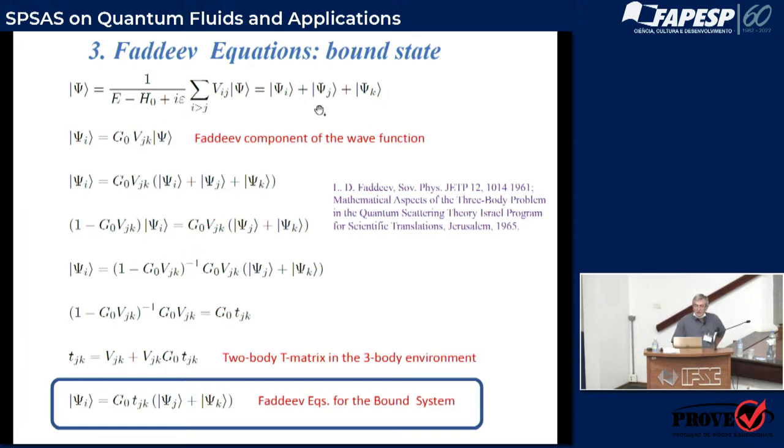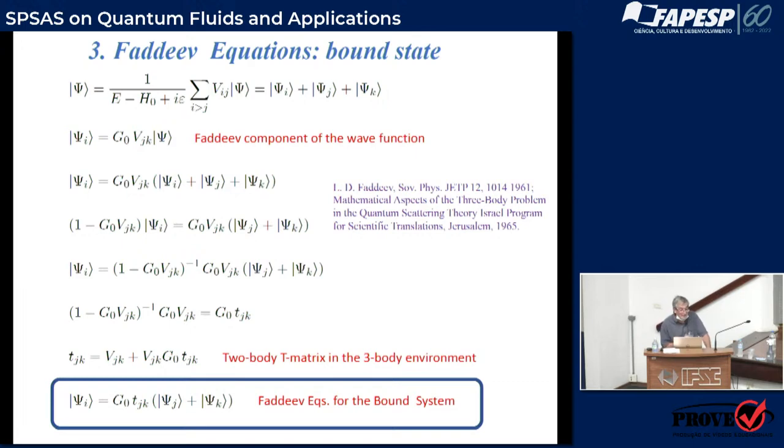Now, what did Faddeev do? He asked, which is the equation that each of these components satisfies? So this is each of the components, as I mentioned, and I'm labeling here JK, I, in cyclic permutation, 1, 2, 3, 2, 3, 1, and so on. So this is just a shorthand notation. I can now rewrite the wave function in terms of the three components, and then I can take the component I to the other side, and look, I have essentially the same operator we saw when solving the scattering equation for the two-body problem.